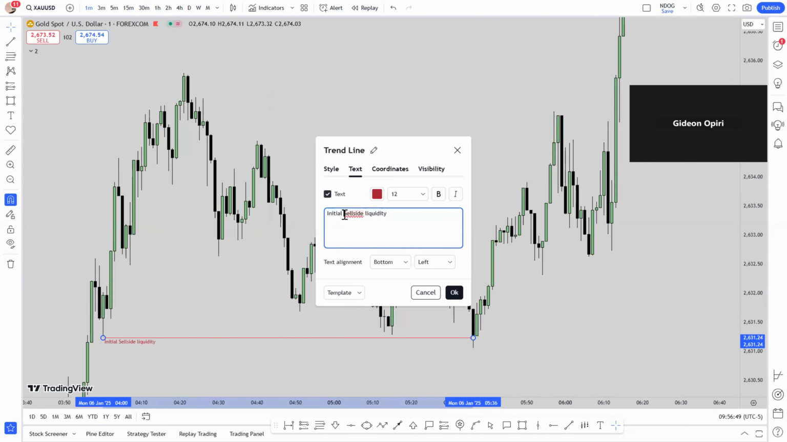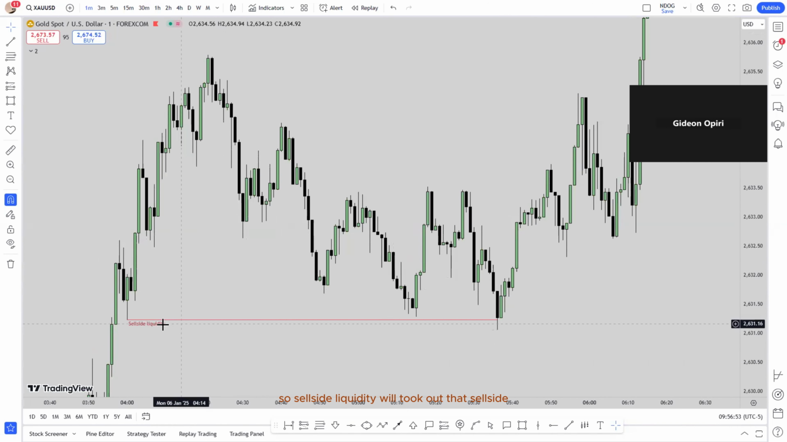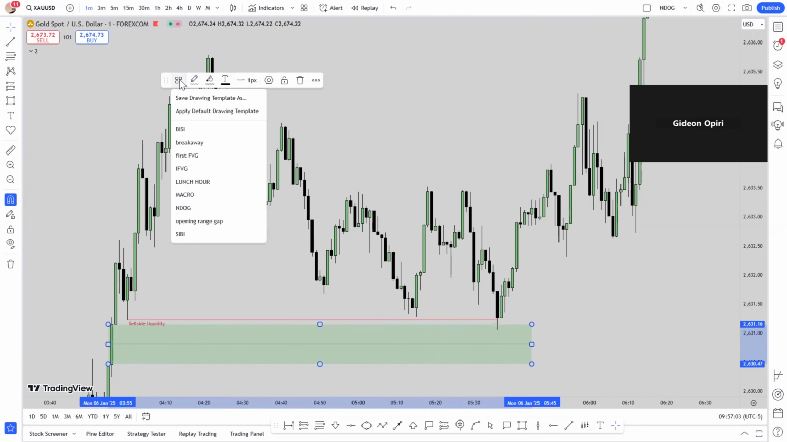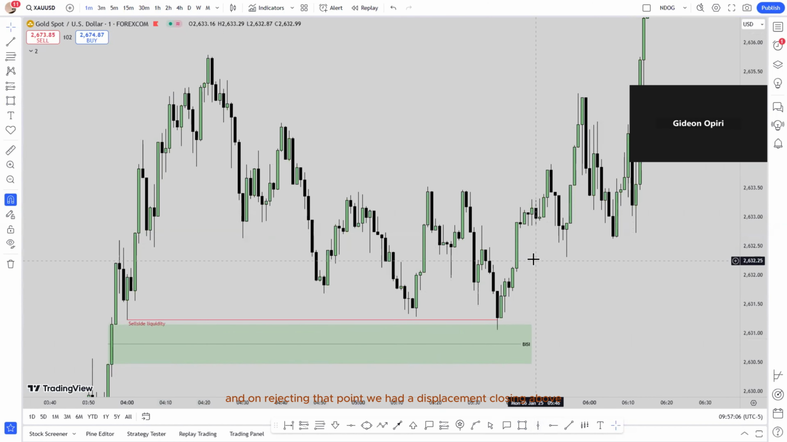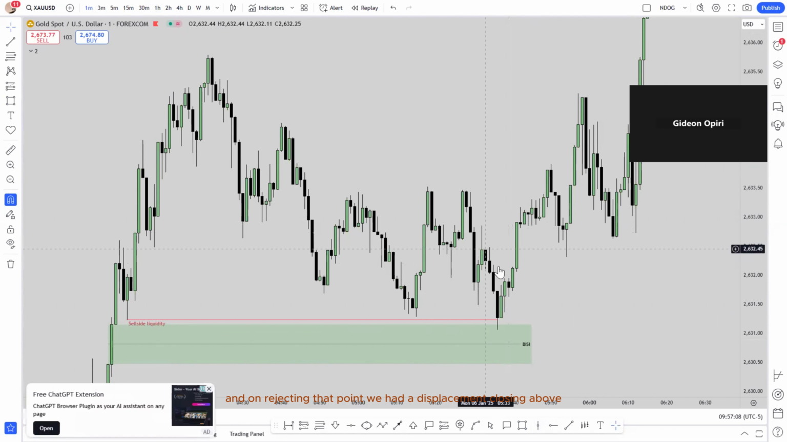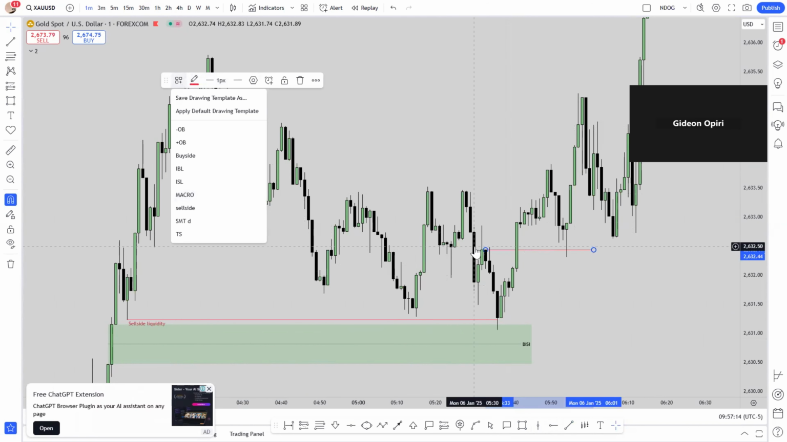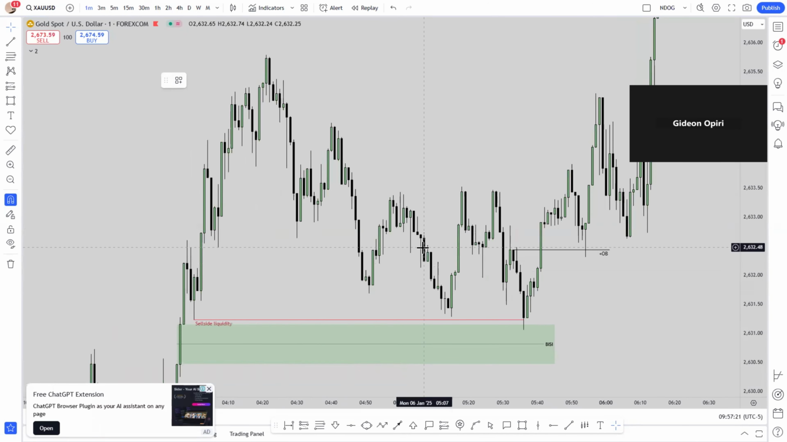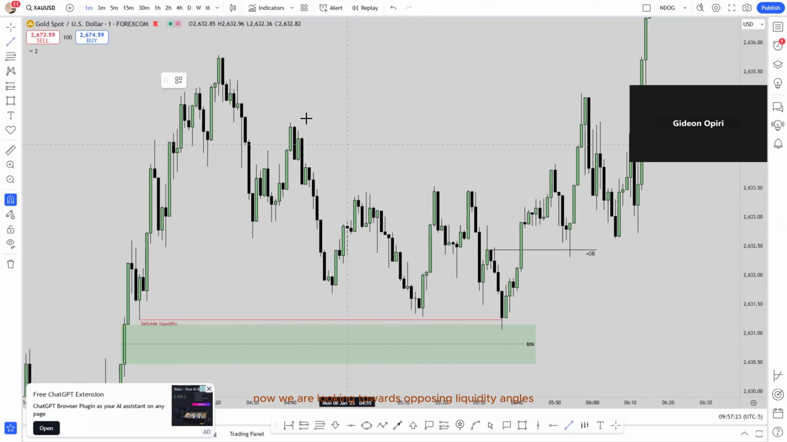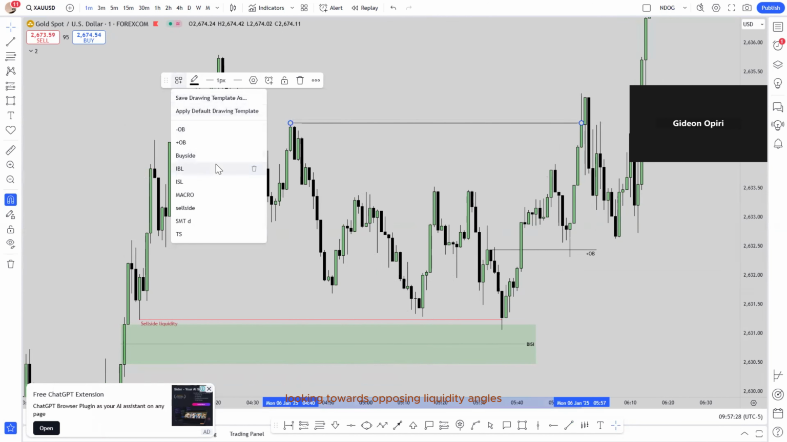I think I have templates stored already on that. So sell side liquidity, we took out that sell side and we are rejecting off right here, on a 1 minute buy side, 1 minute BC fair value gap, and we're rejecting that point. We had a displacement closing above this high, making this an order block for us, bullish order block. Now we are looking towards opposing liquidity angles.